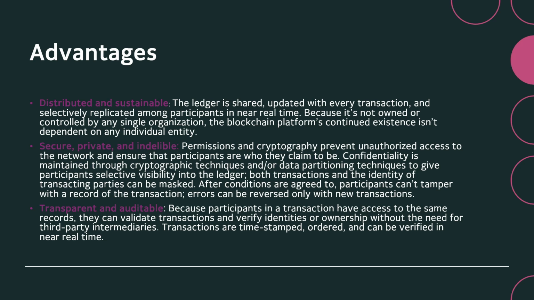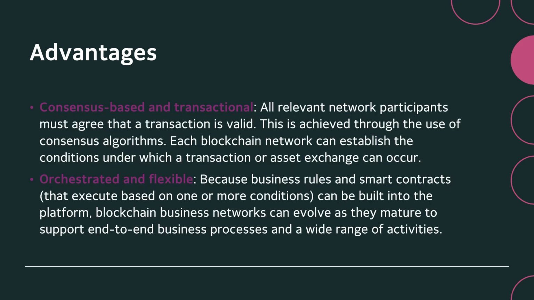It is transparent, auditable. Everything is transparent. Every transaction is time stamped and ordered. It's like a stack, right, where you keep on putting things. The first thing came first, the next one came later. So it is time stamped, it is ordered, and it is not mutable. So it is immutable. That way it is very transparent and auditable.